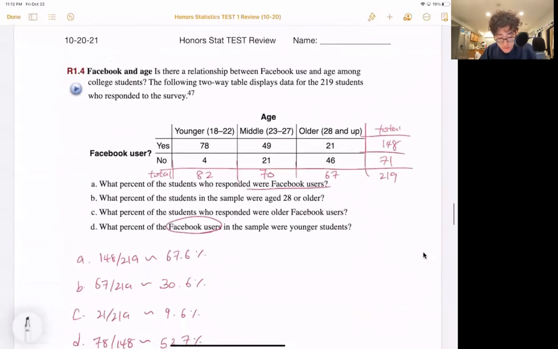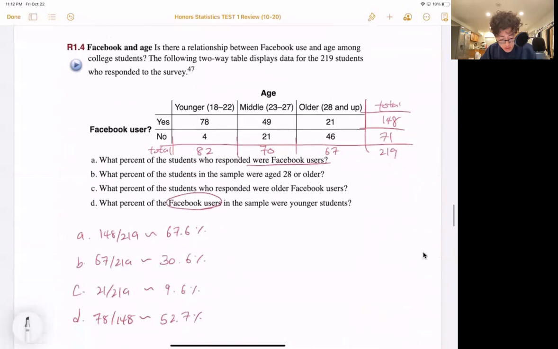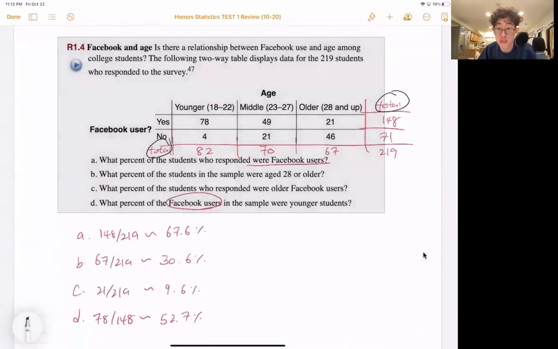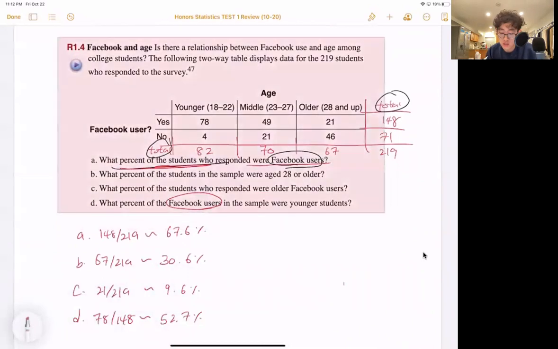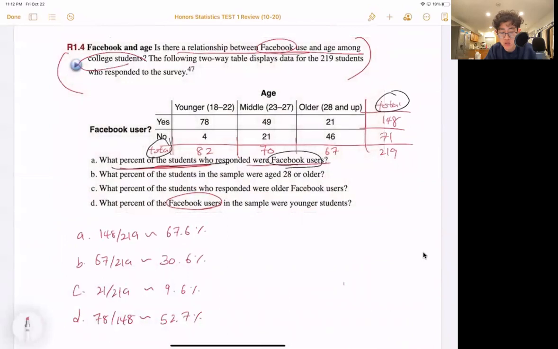Okay. All right, this one was actually quite easy to do. All you have to do was just find the total column. If you haven't done that already, please do that. What percent of students who responded were Facebook users? Now, the question is, what percent of the students, if you read the context here, is there a relationship between Facebook use and age among college students?